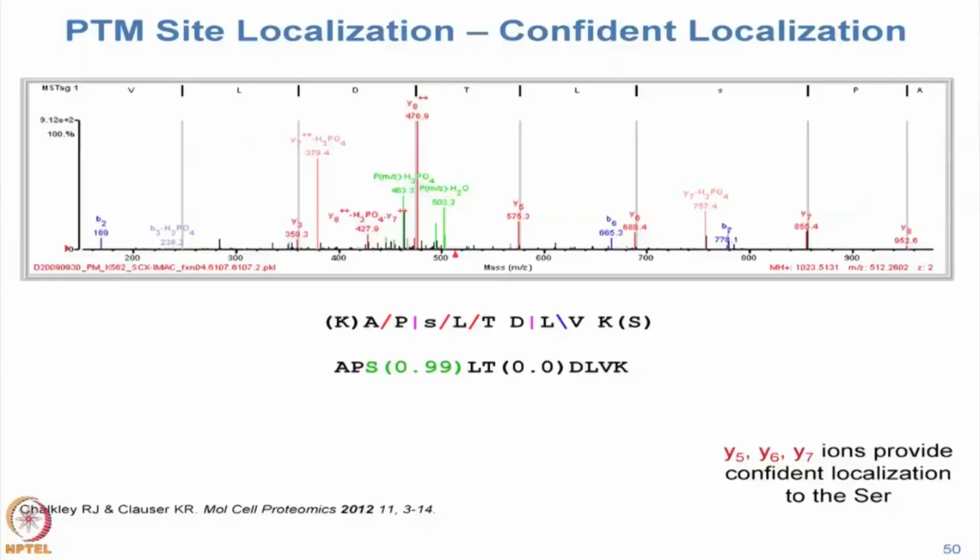Here are the spectra that give you the cases that I just described. Here is a spectrum where we can confidently put the phosphate on the serine, and these ions in the spectrum, Y5, 6, and 7, are separated by the right masses.